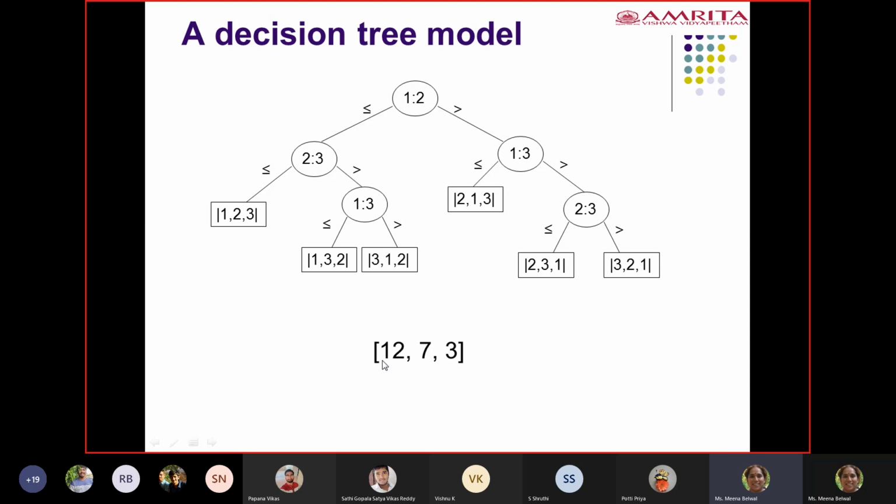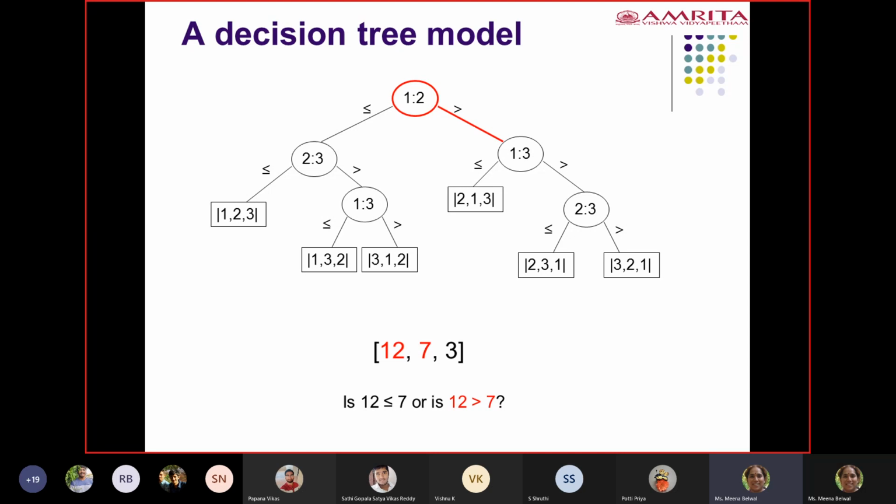This is a worst case: 12, 7 and 3. We want to sort them in increasing order and it is given in decreasing order. So let us say 12, 7 and 3, it starts from here. First it compares 1 and 2. So 12 is greater than 7, so we will follow the right hand side branch. We will have a comparison whether 12 is less than or equal to 7 or 12 is greater than 7. So we find 12 is greater than 7, so we follow this path.